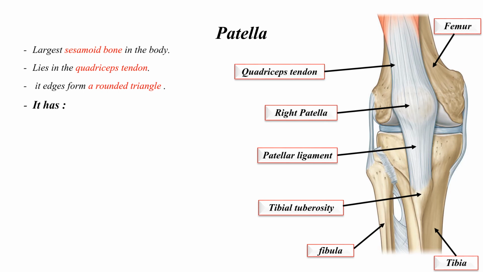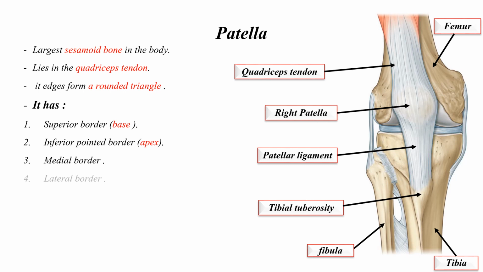The patella has four borders and two surfaces. It has a superior border, we call it the base, and the inferior border, it is the pointed border, we call it the apex. It has a medial border and a lateral border. The patella has two surfaces. The anterior surface, it is the rough surface, and the posterior surface, it is the smooth articular surface for articulation with the patellar surface of the femur.